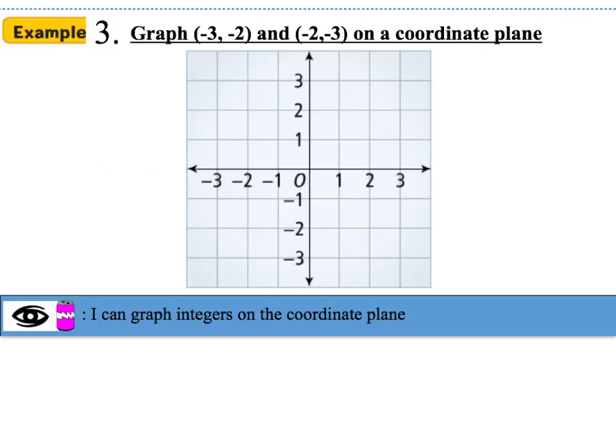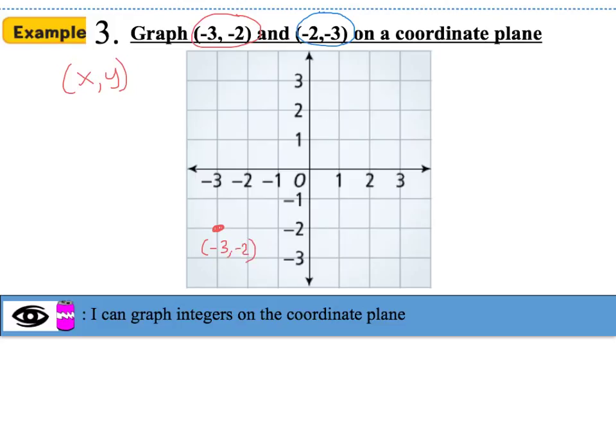So for example number 3, it's asking me to graph the ordered pair -3, -2, and graph the ordered pair -2, -3. So I'm going to use the x first, y second standard. Using the first ordered pair, -3, -2, I'm going to start at the origin here, and go over to the left 3 spaces on my x-axis. Then I'm going to go down 2 spaces on my y-axis because it's -2. Now I'm going to place my ordered pair at this location here, and I'm going to call that -3, -2.